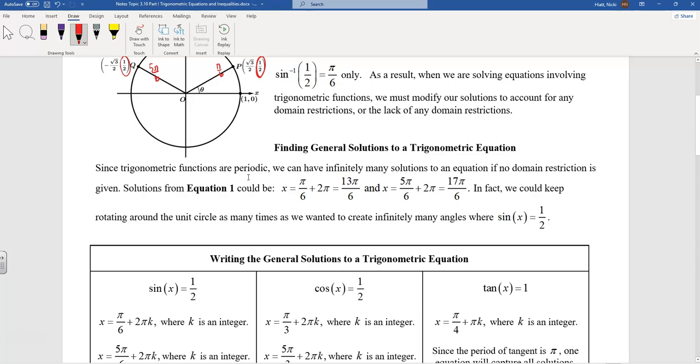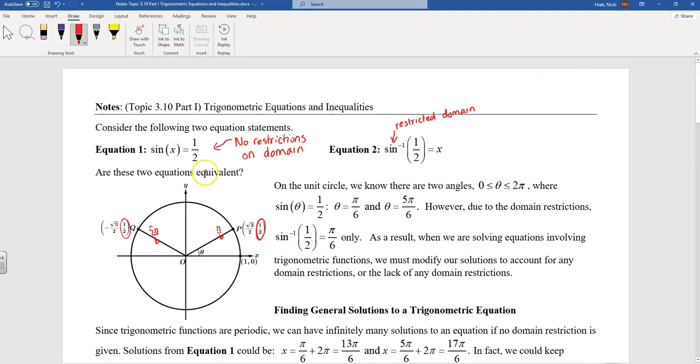Okay. In fact, they may ask us, like when I look at these answers, pi over 6 and 5 pi over 6, are only between 0 and 2 pi. But are those the only answers that exist? Right? I can rotate more than one time around, right? I could add 2 pi to any of these, and it's going to go right back to that same spot. Or I could subtract 2 pi, right?